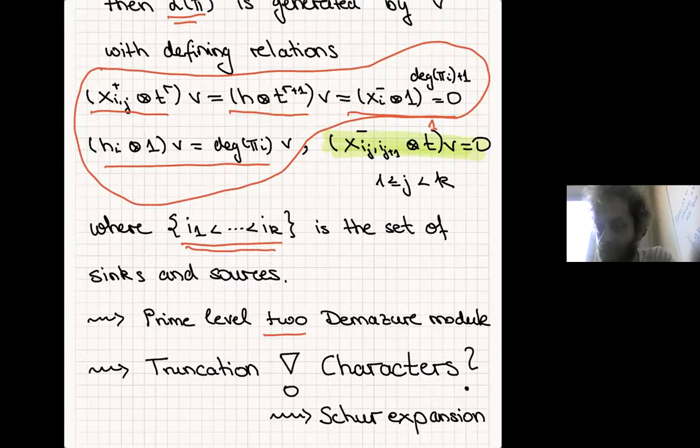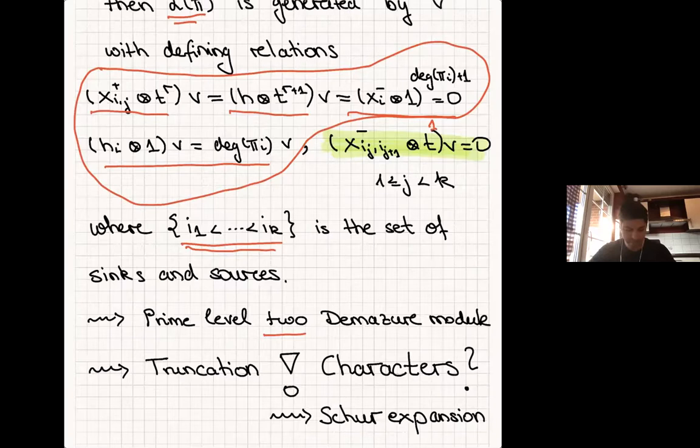Okay. Can I ask a question? Yeah, sure. What do you mean by prime Demazure module? By prime, I mean they cannot be written as a tensor product of others. So the highest weight in this case is omega I1 plus omega Ik, and it's in level 2. Okay, thank you. This is what I mean.